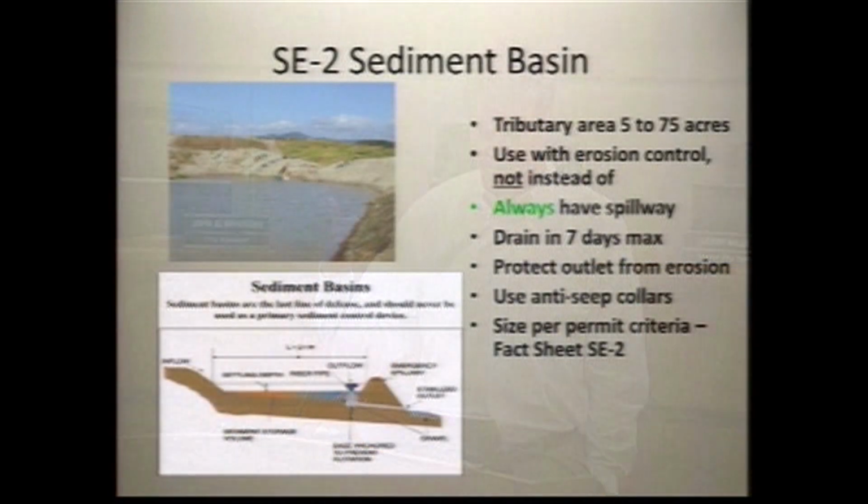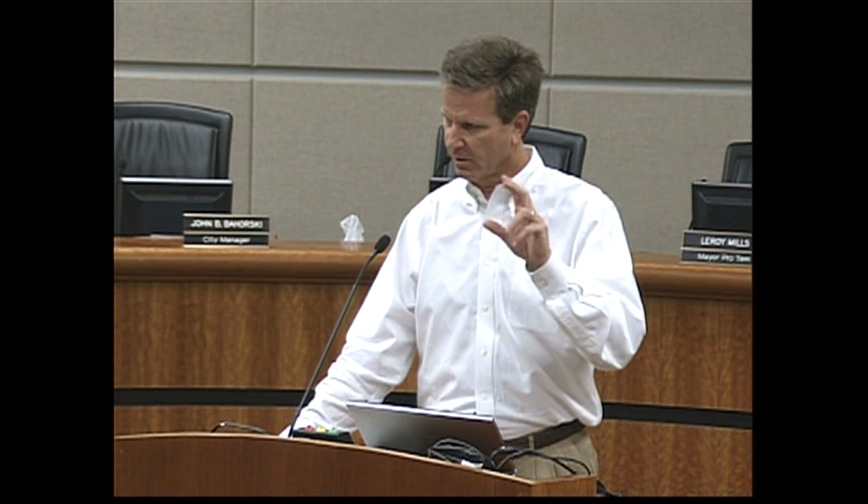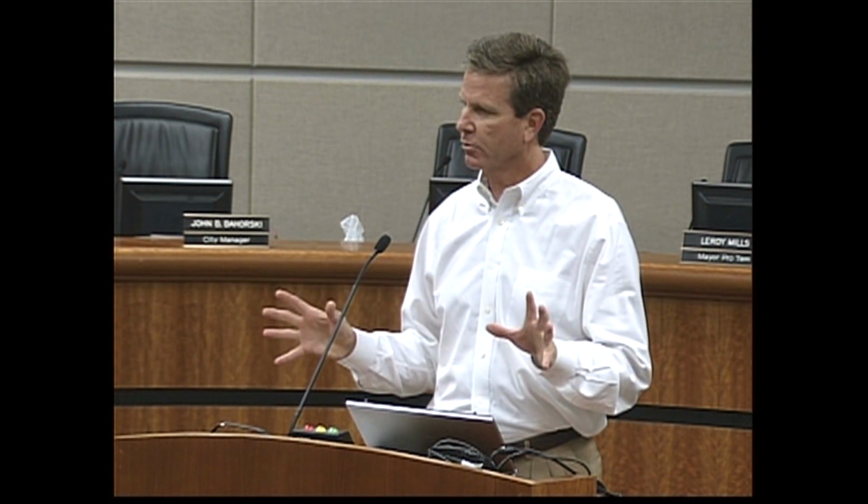And that was the problem with this picture, which you can't see really well. The primary outlet clogged, there was no spillway, and it just failed over the embankment. So not a good deal. Fiber rolls are a good perimeter control, also good for segmenting slopes. For risk level 2 slopes in the permit, it actually gives a little table as to what the spacing of these should be. They're very similar in operation to a silt fence.